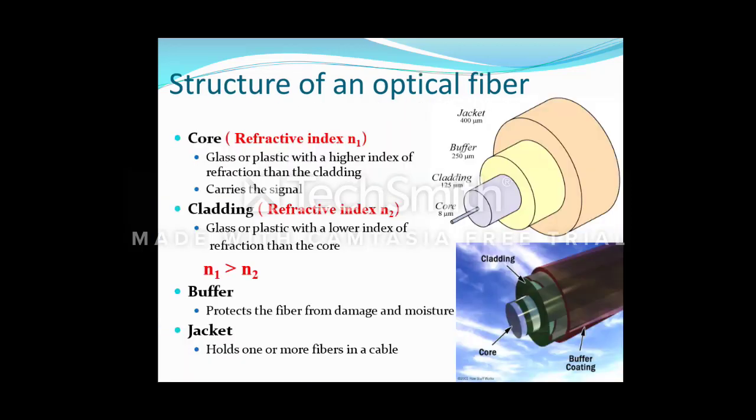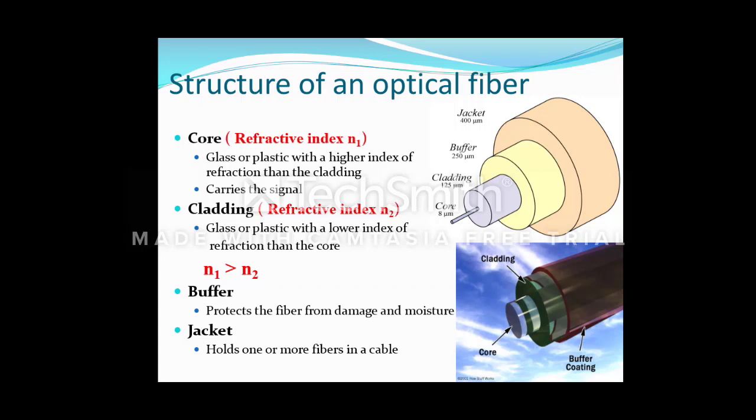So what is a core? The core is made up of glass or plastic having a higher index of refraction than the cladding, and the core is the one which carries the signal. Cladding is the outer layer, made up of glass or plastic with a lower index of refraction than the core. So if n1 is the refractive index of the core and n2 is that of the cladding, then n1 will be greater than n2.